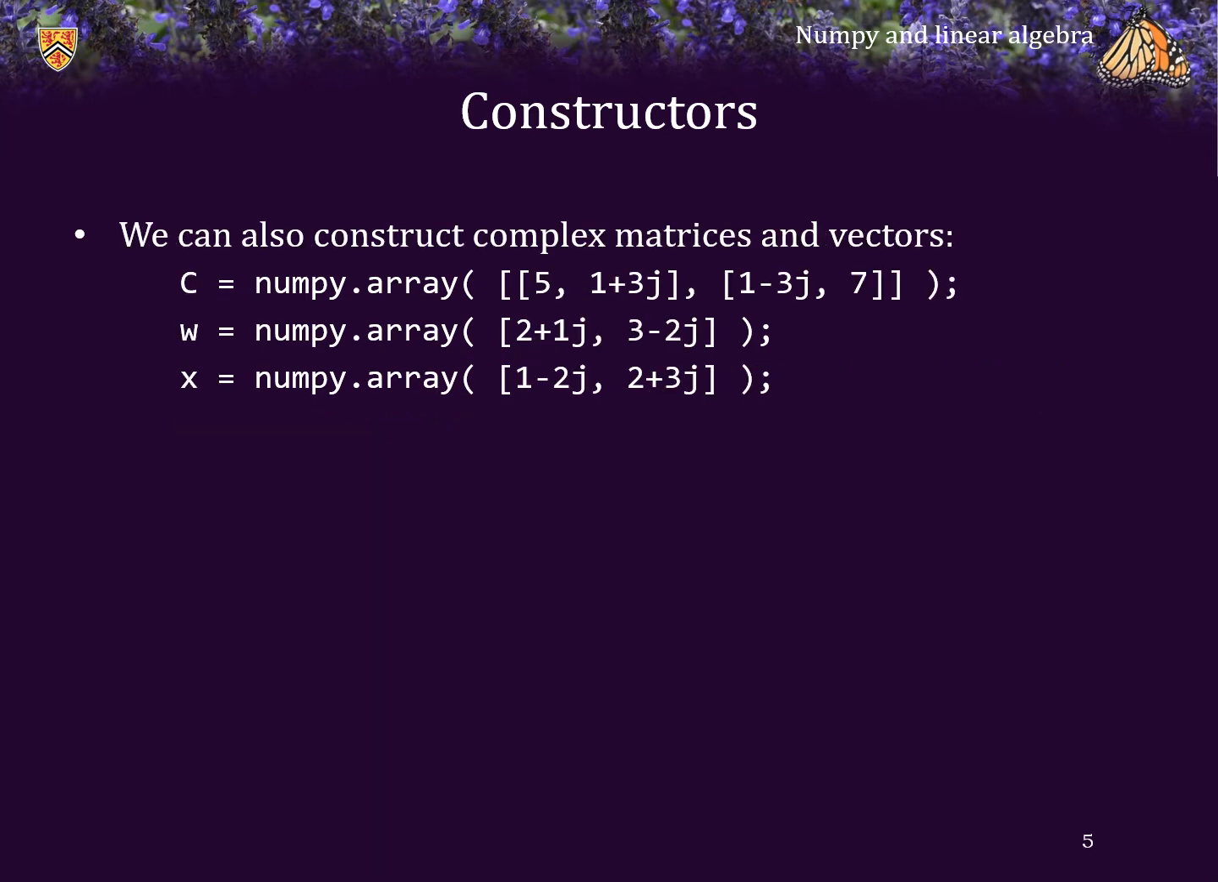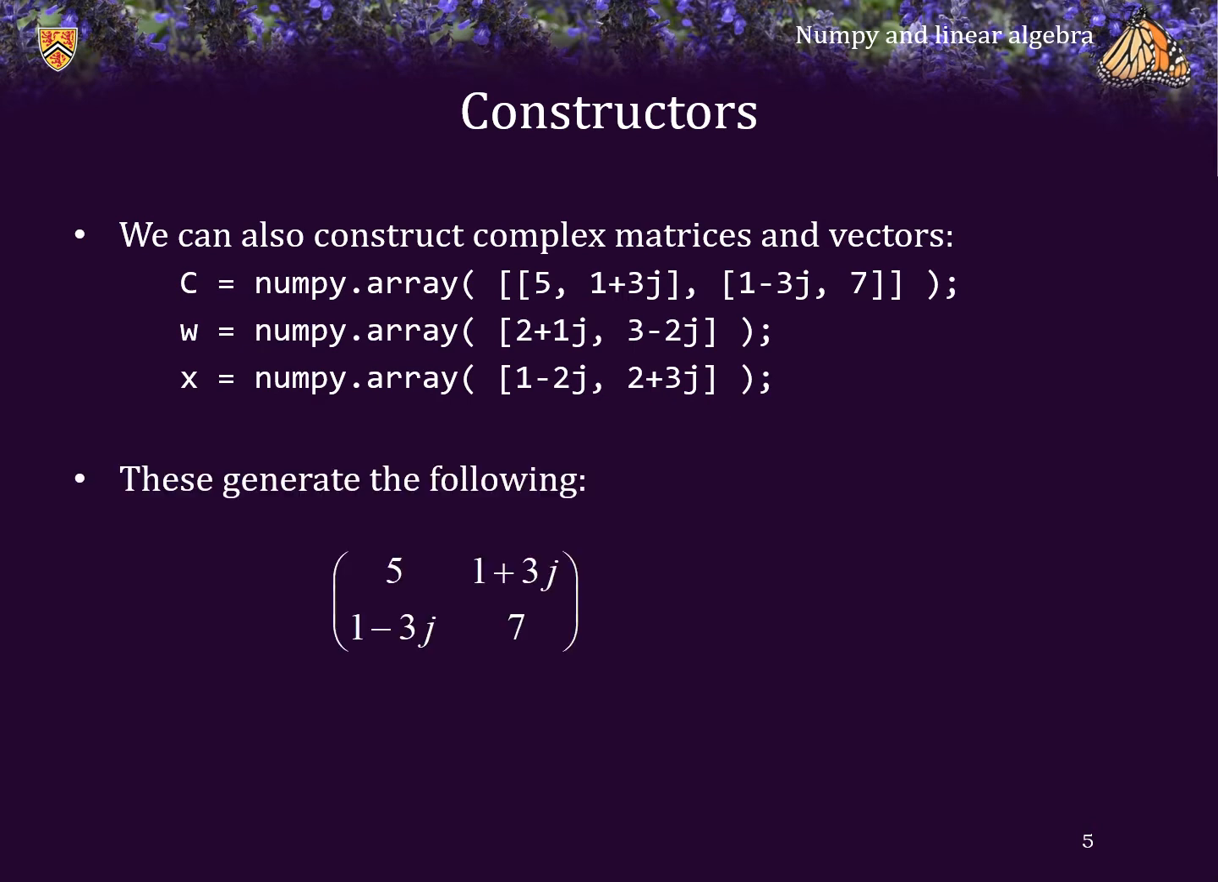We can also construct a complex matrix and complex vectors. So for example, here we see the complex matrix C, where the first row contains the entries 5 and 1 plus 3j, while the second contains the entries 1 minus 3j and 7. As you may observe, this matrix is conjugate symmetric. That is, the matrix is equal to its conjugate transpose.